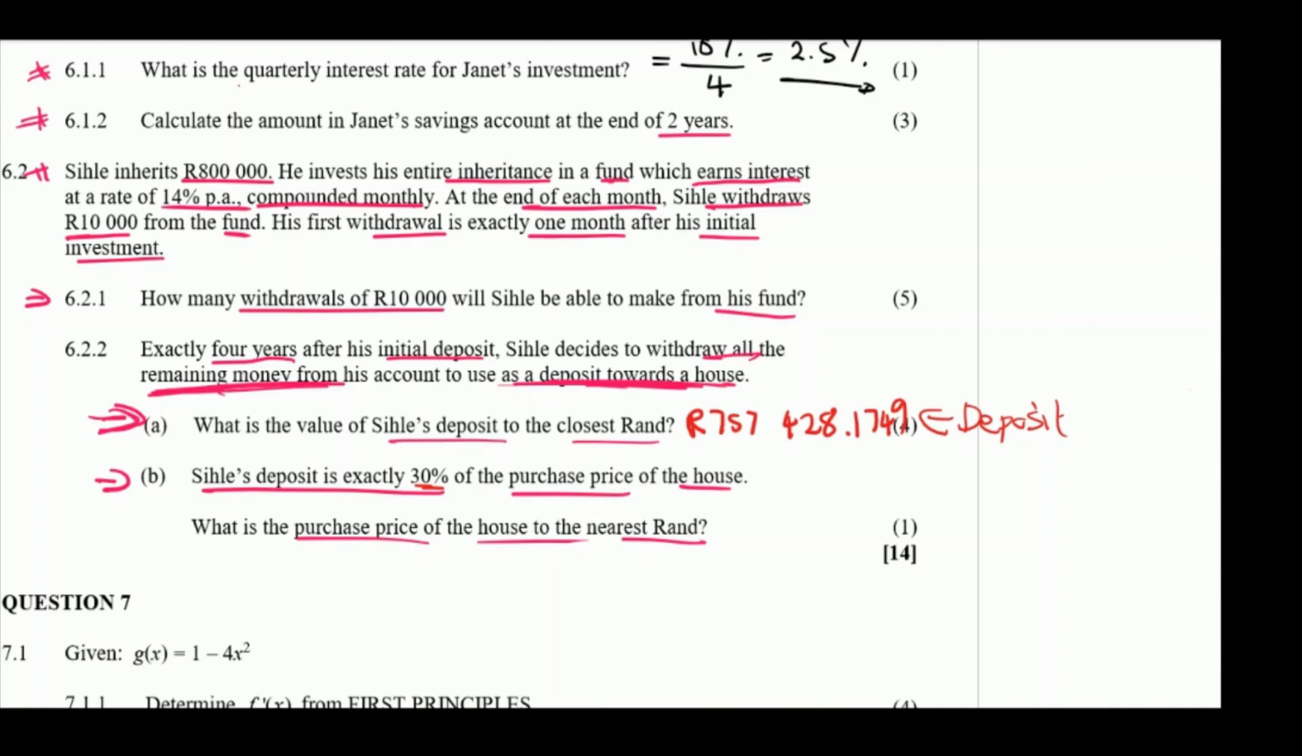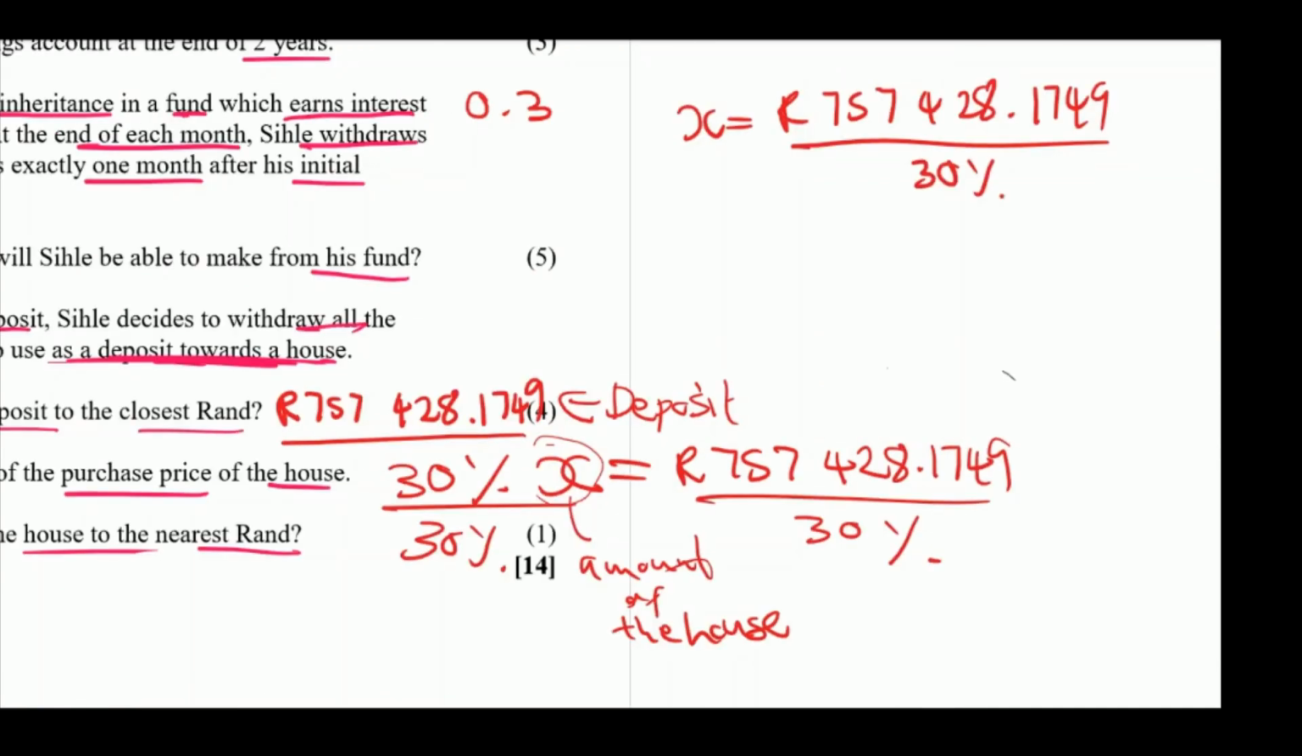So it's going to be 757,428.1749. We're going to divide by this 30%. Then the amount of the house will be equal to the deposit of 757,428.1749 divided by 30%. Remember, you need to either punch 30% in your calculator as a percentage or as 0.3, right? Then the answer that you need to get is 2,524,760.583. So this is the amount of the house.